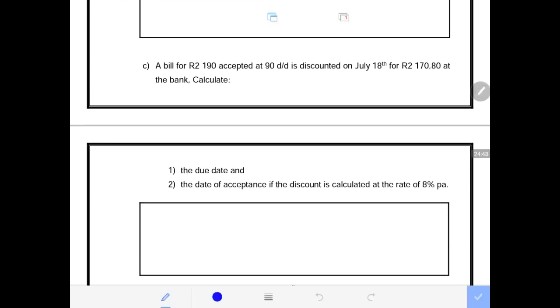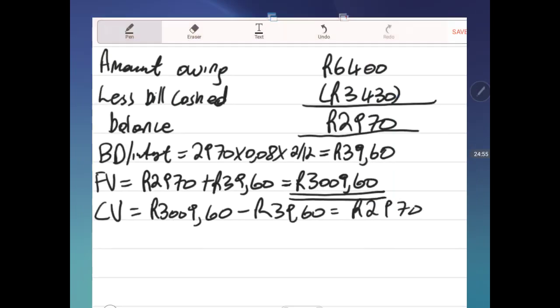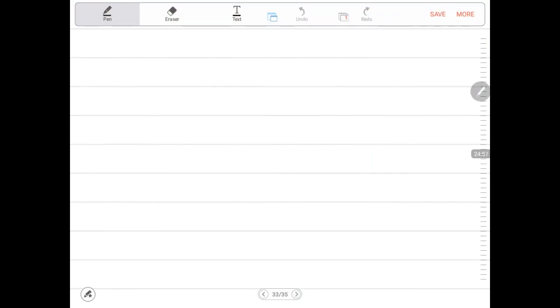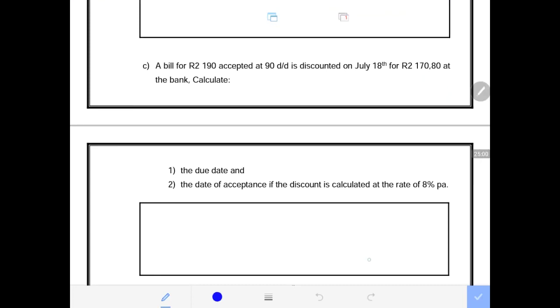Number C says that a bill for 2,190 is accepted. This question is very lovely, the one that I'm beginning with. It says a bill for 2,190 accepted at 90 DD. Very important to know that the terms of acceptance of this bill is 90 DD, meaning the bill is due 90 days after the date it was accepted.